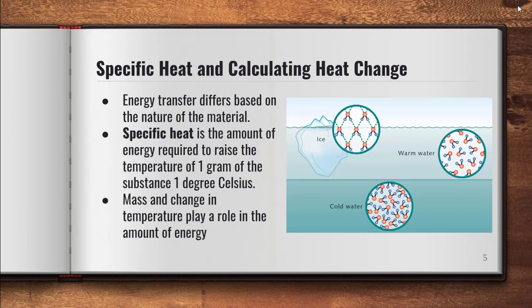Now, the ability for energy to transfer from one substance to another depends on the nature of the material, and not just the material itself, but what state of matter it's in. The term specific heat refers to this nature. It's the amount of energy required to raise the temperature of 1 gram of the substance 1 degree Celsius. So the amount of mass and the change in temperature play a role in the amount of energy as well as the state of matter. Intermolecular forces play a role. Lots of things go into this. So keep in mind that the specific heat, and it is a constant value for a substance, is the amount of energy required to raise the temperature of 1 gram of the substance 1 degree Celsius.